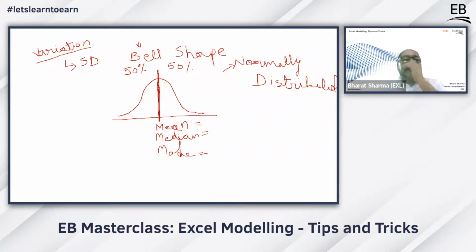Now, standard deviation in layman's terms is how far my transaction went from a certain data value. Or in this case, you can say how far the transactions have gone from the central tendency point, either mean, median, or mode. How far you've gone this side and how far you've gone this side.